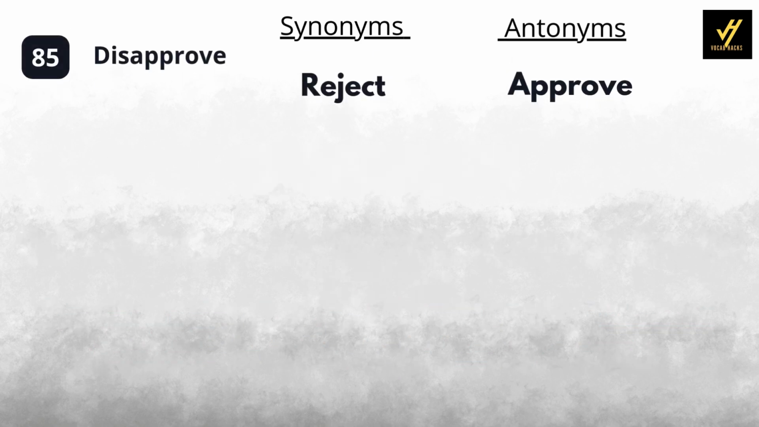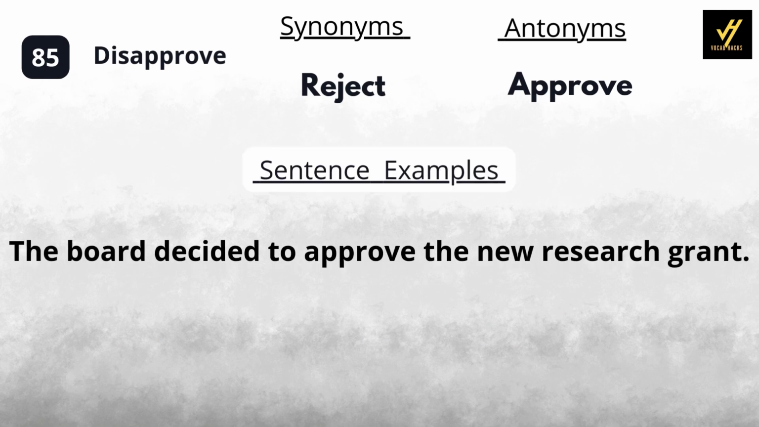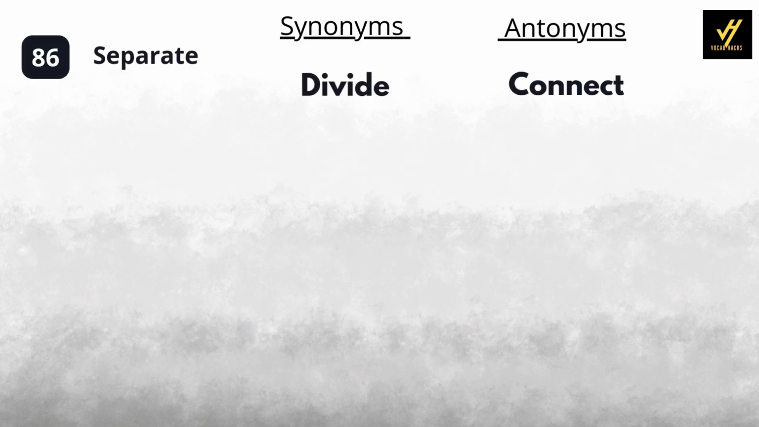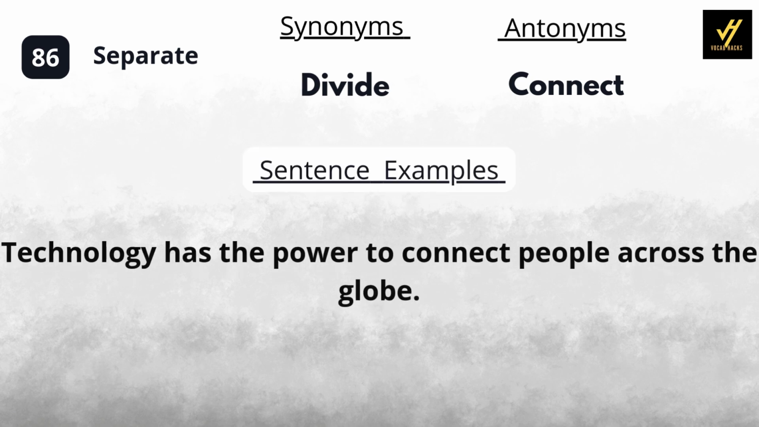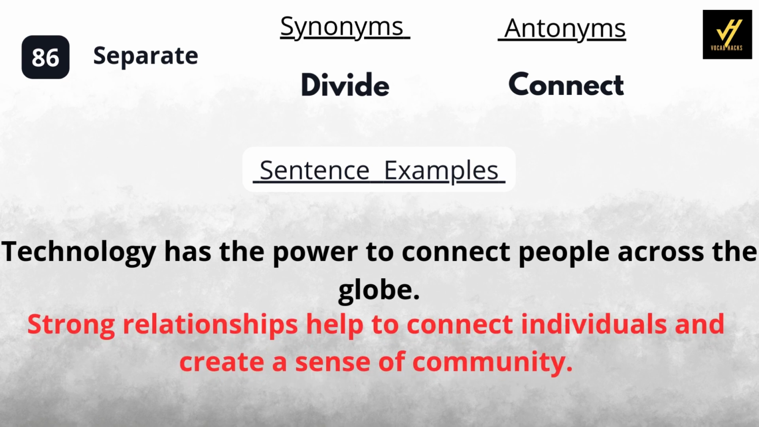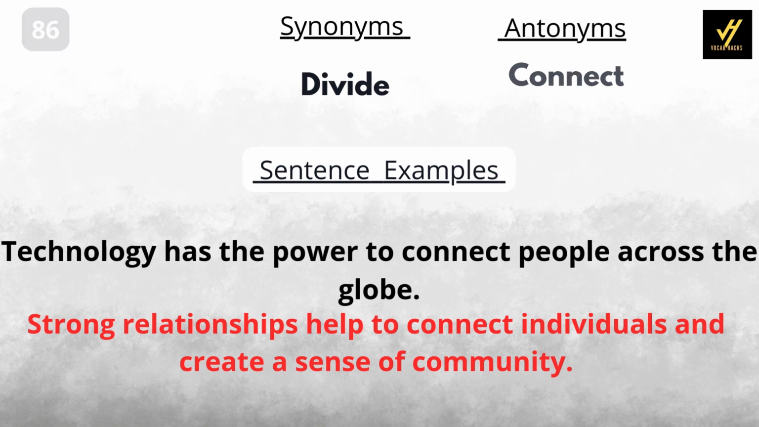Disapprove, reject, approve. The board decided to approve the new research grant. Gaining approval for the project can significantly enhance its credibility. Separate, divide, connect. Technology has the power to connect people across the globe. Strong relationships help to connect individuals and create a sense of community.